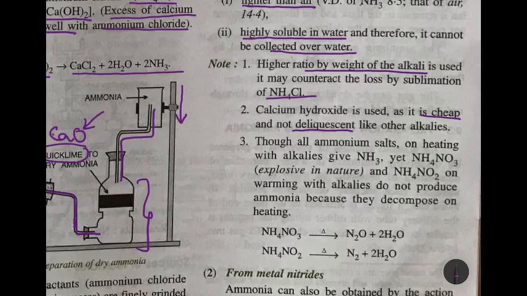Though all ammonium salts on heating with alkalis give ammonia, ammonium nitrate and ammonium nitrite do not give ammonia on heating. Why? Because they decompose on heating. Here you can see how ammonium nitrate and ammonium nitrite decompose on heating.